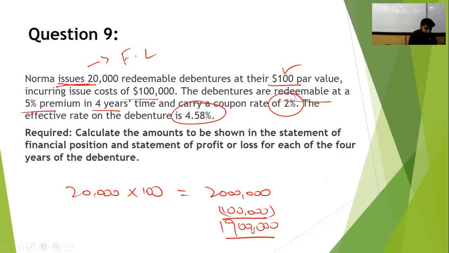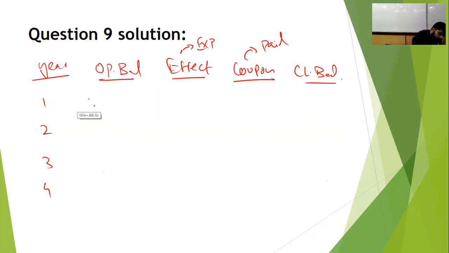$1.9 million, that is $19,00,000. So the table will start with $19,00,000. Effective rate will be applied on this $19,00,000, and effective rate is 4.58%. This will make 87020. What does it mean? You borrowed 19 lakh. On that borrowed amount, you have to incur an interest expense of 87020.